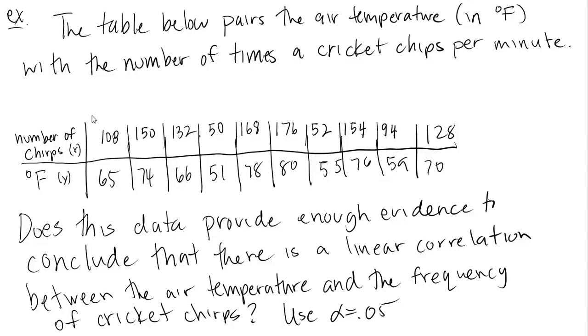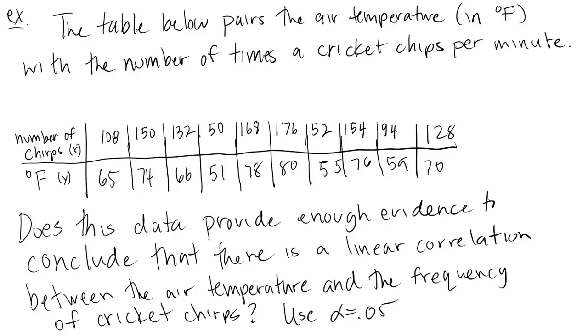The table below pairs the air temperature in degrees Fahrenheit with the number of times a cricket chirps per minute. So I found a website where somebody actually conducted this study on their own. I can't tell you what type of cricket it was or anything like that. Apparently that has an effect. But this person noted the temperature outside and counted the number of times that a cricket chirped each minute and paired the data up. So in the first slot here, the temperature was 65 degrees outside and the cricket chirped 108 times.